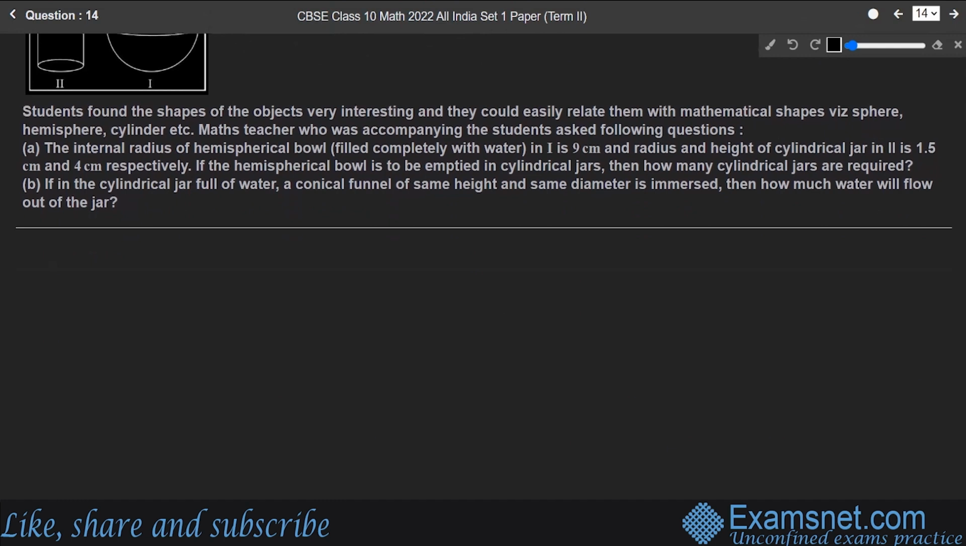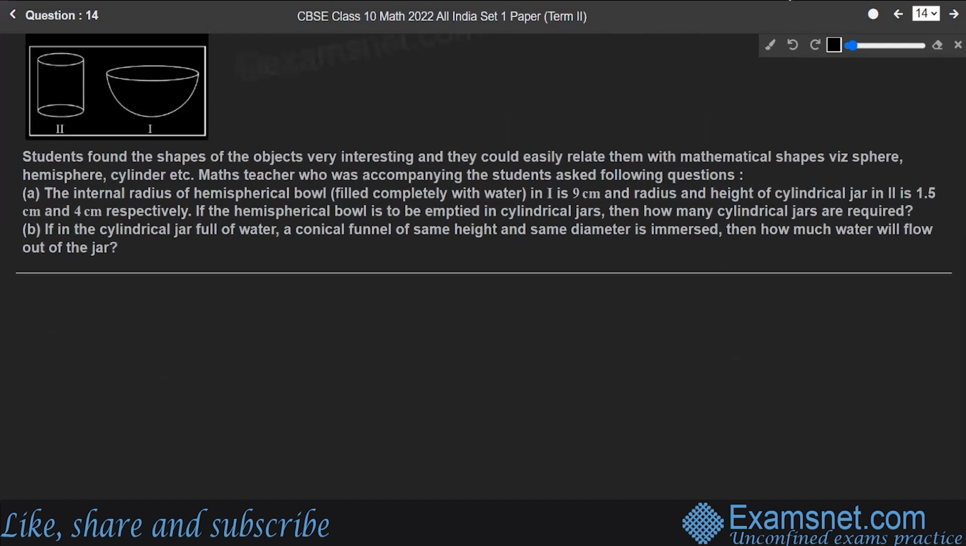What are they saying? Students found the shapes of the objects very interesting, and they are doing this. The first question: the internal radius of the hemispherical bowl filled completely with water in one is 9 centimeter. So we can mark it here. This particular radius is 9 centimeter for the hemisphere, and the height of the cylindrical jar in the second is 1.5 centimeter.